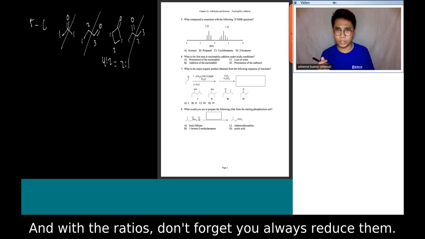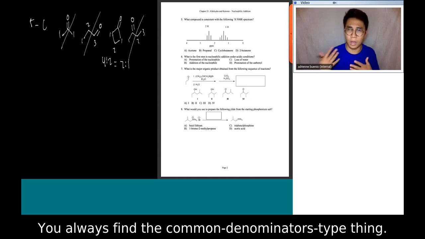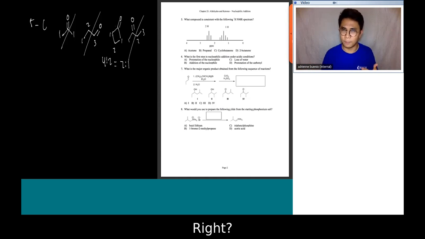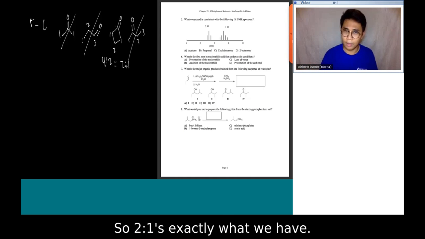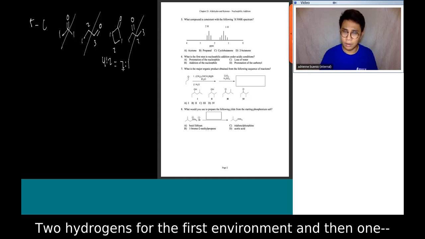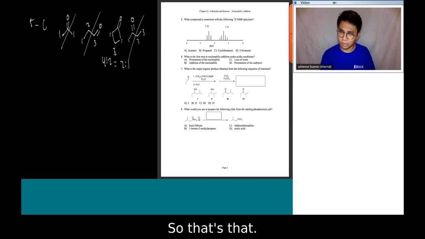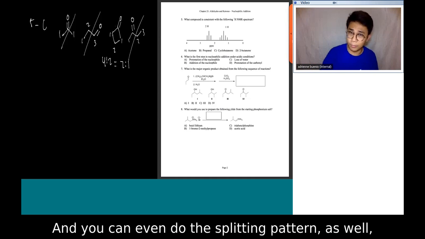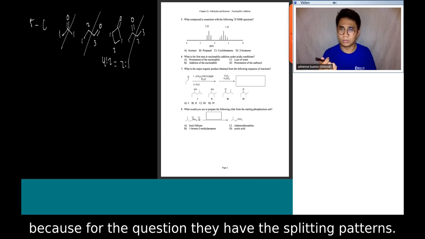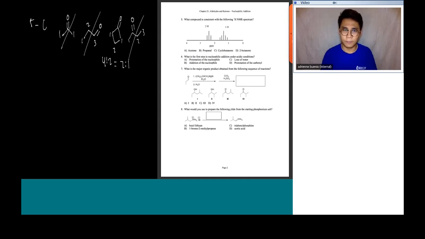And with the ratios, don't forget you always reduce them. You always find a common denominator type thing, right? So 2 to 1 is exactly what we have. Two hydrogens for the first environment, and then one hydrogen for the second environment. So that's that. And you can even do the splitting pattern as well, because for the question, they had the splitting patterns.